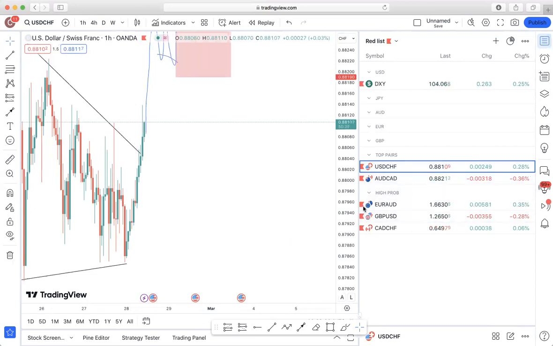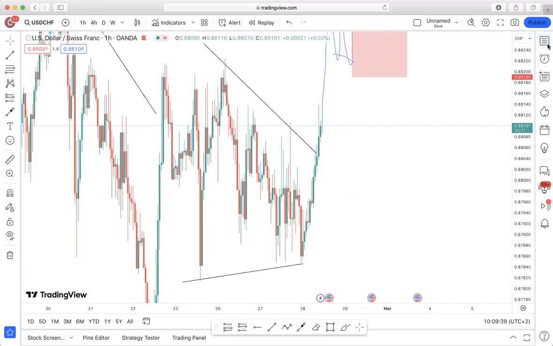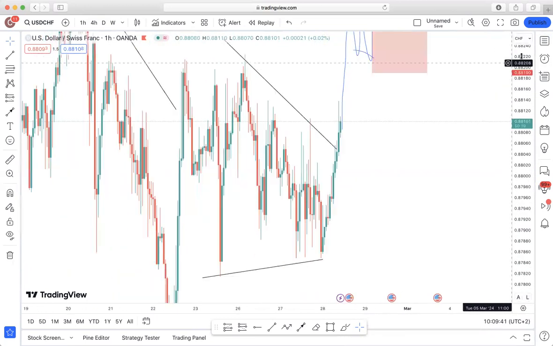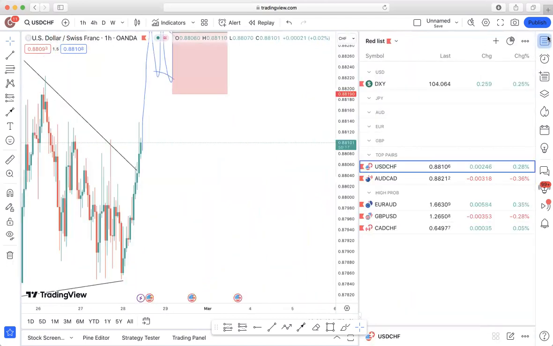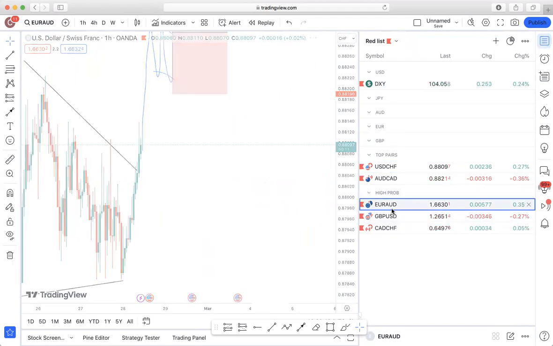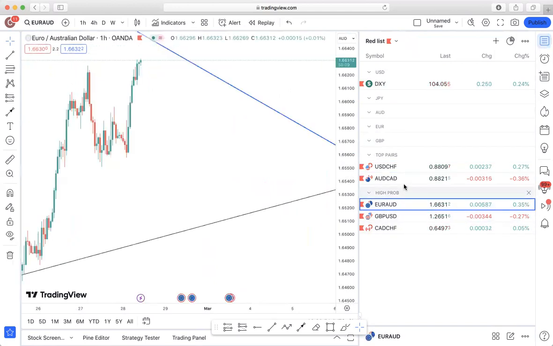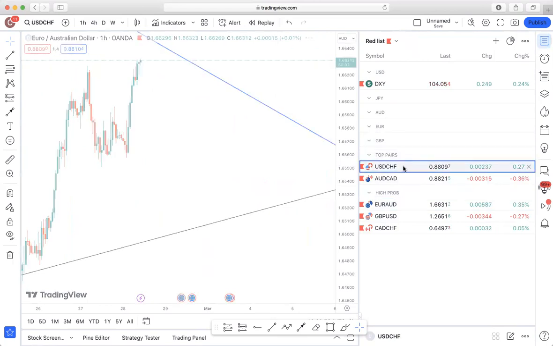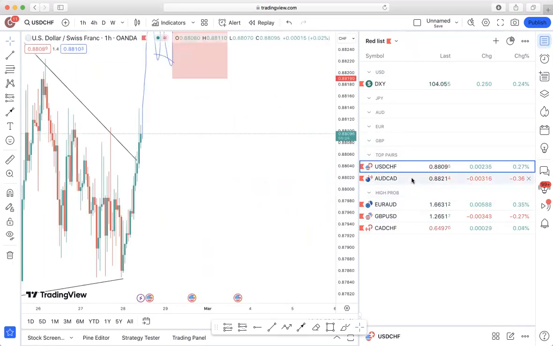But as for the rest of these pairs, Euro AUD, GBP USD, and CAD CHF, I don't think I'll still be focused on these ones continuing from today, because we are left with almost 2 days before the market closes on Friday, and we still don't have any confirmation on the high time frame. So that is why I'm more likely focused on USD CHF and AUD CAD.